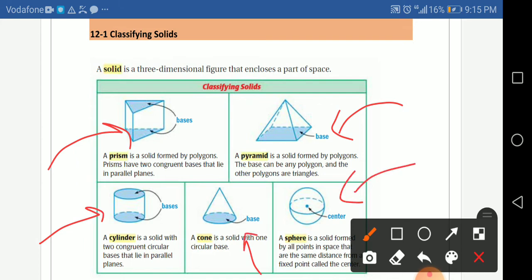About the prism, remember that it has two congruent bases, the shaded ones, and they are congruent to each other. Okay, we got here the pyramid. The pyramid has what? All faces are in triangular shape, and the cylinder has two bases in a circular shape. And I got here the cone. It has just one base, a circular base, right? And I got here the sphere, which has a center.